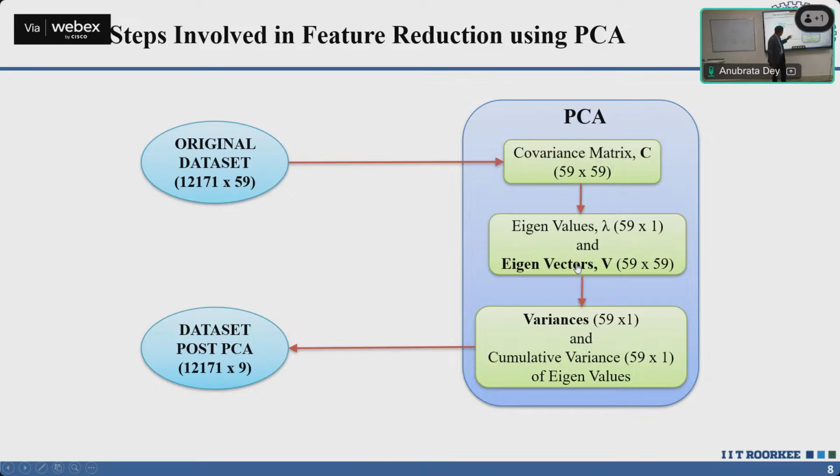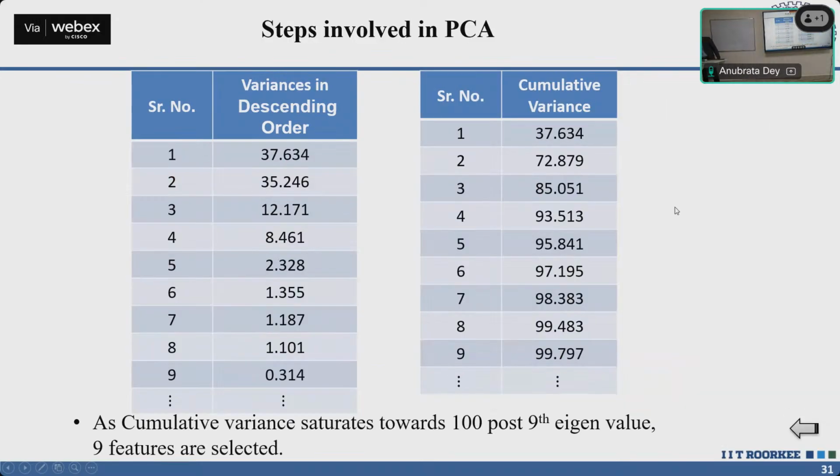So earlier, when you have 59 features data, 12,000 remains the same. Your covariance matrix, that is of 59 cross 59, when you convert it into eigenvalues and eigenvectors, becomes 59 cross 1 and 59 cross 59. And then when you calculate it further, variance and cumulative variance, it becomes 59 cross 1. How does it look? If you just look at this, then the steps involved are like this.